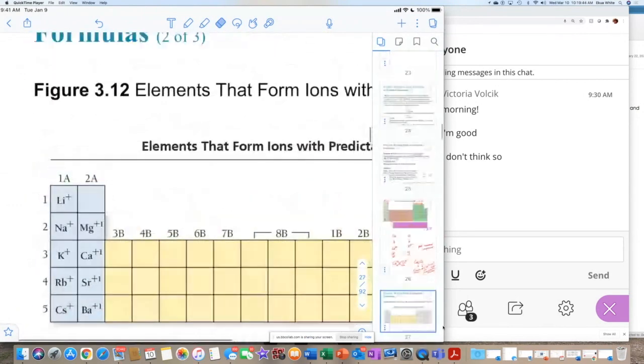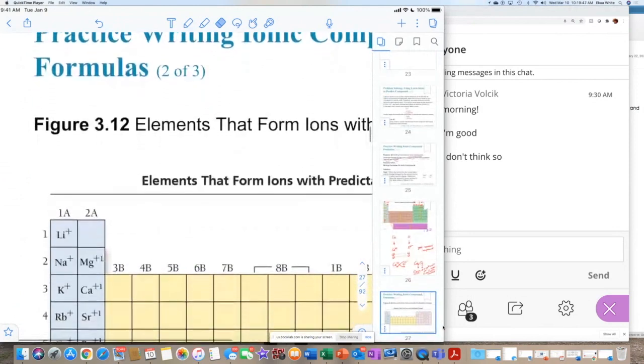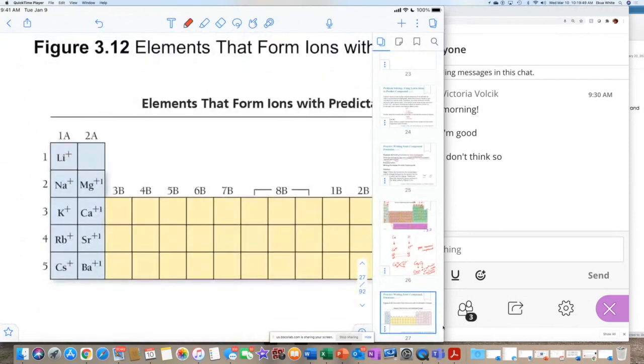Okay, so here they show you the ions based on the group positions. Please notice, I don't know why, there's an error in this. This is supposed to be 2. So all of group 1 elements form an ion of +1. All of group 2 elements form an ion of +2. Then it goes on and on, right?